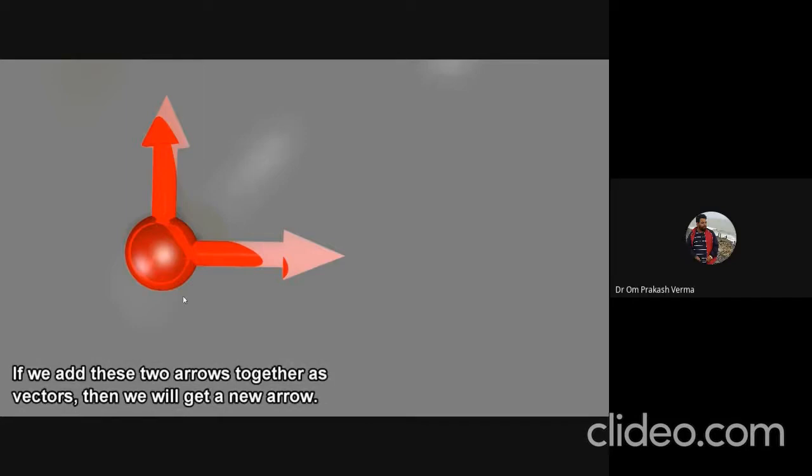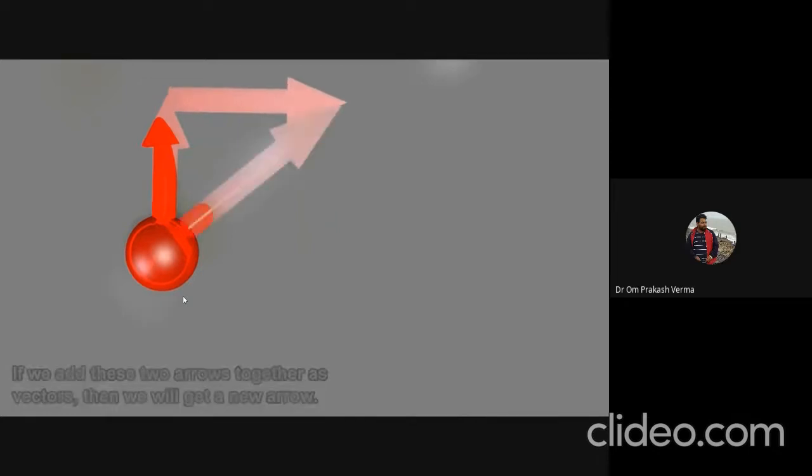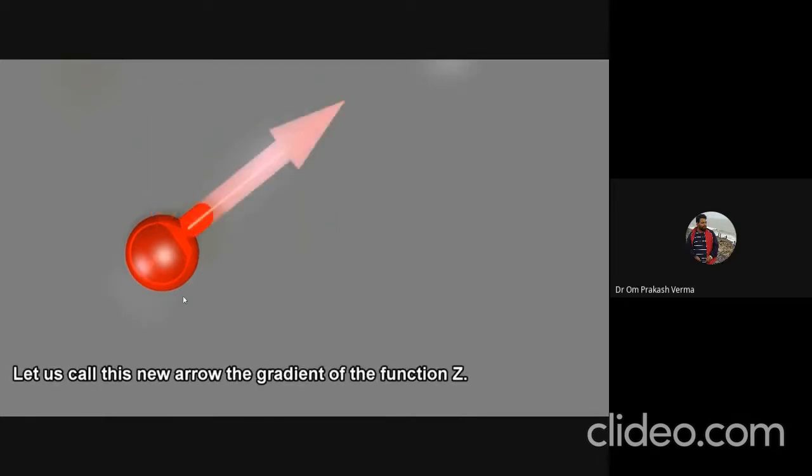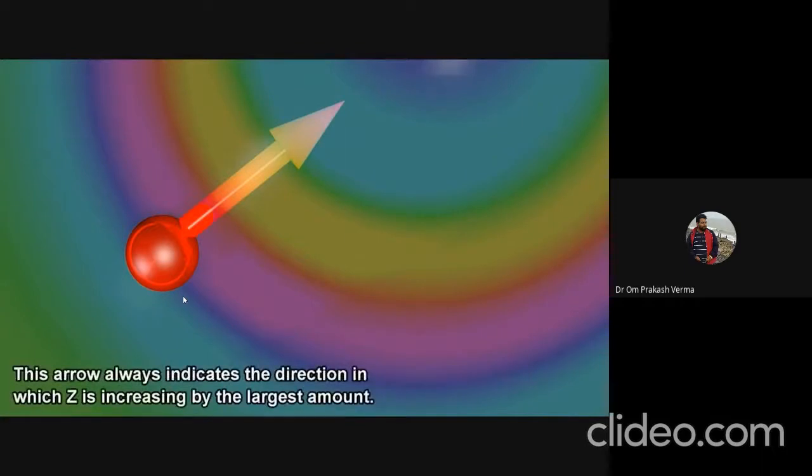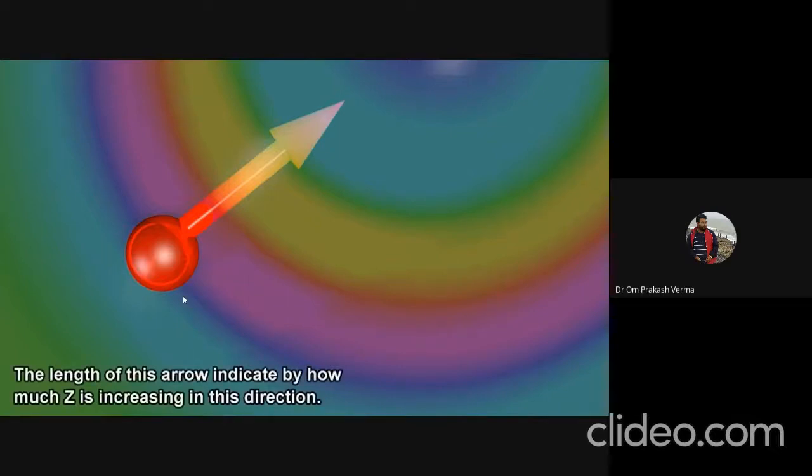If we add these two arrows together as vectors, then we'll get a new arrow. Let's call this new arrow the gradient of the function z. This arrow always indicates the direction in which z is increasing by the largest amount. The length of this arrow indicates by how much z is increasing in this direction.